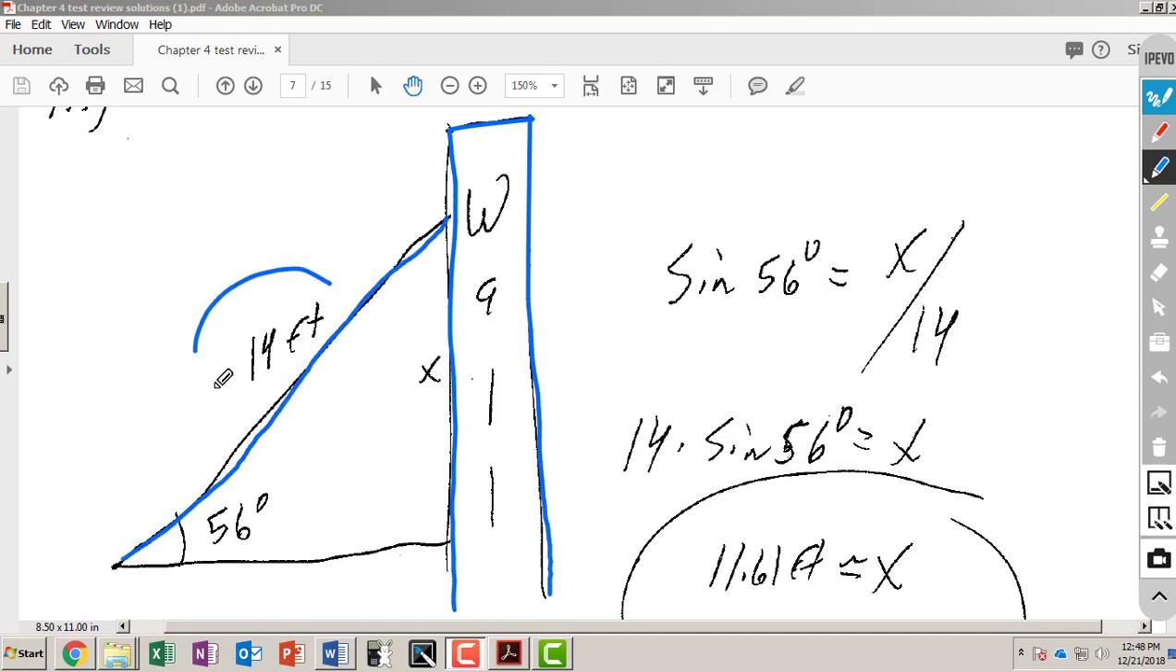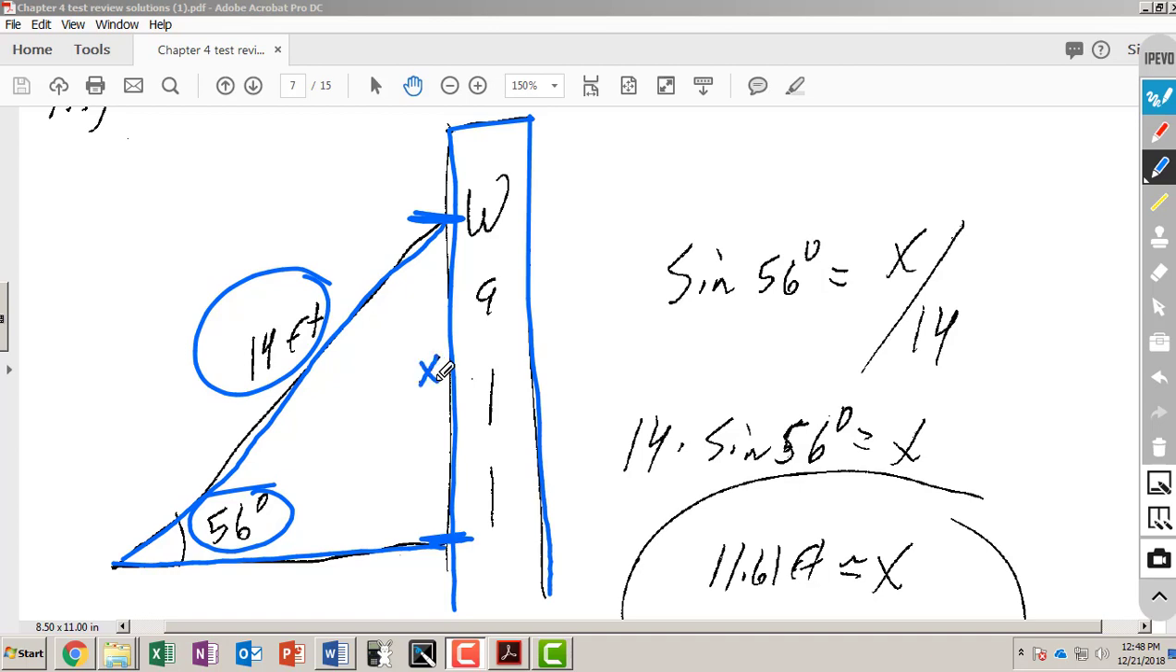I labeled it 14 feet. It says it makes an angle of 56 degrees with the ground. So here's my ground, and I make my angle of 56 degrees. The directions say, how far up the wall does the ladder reach? Notice how far up it reaches would be this distance from here to here. So I just label that x.